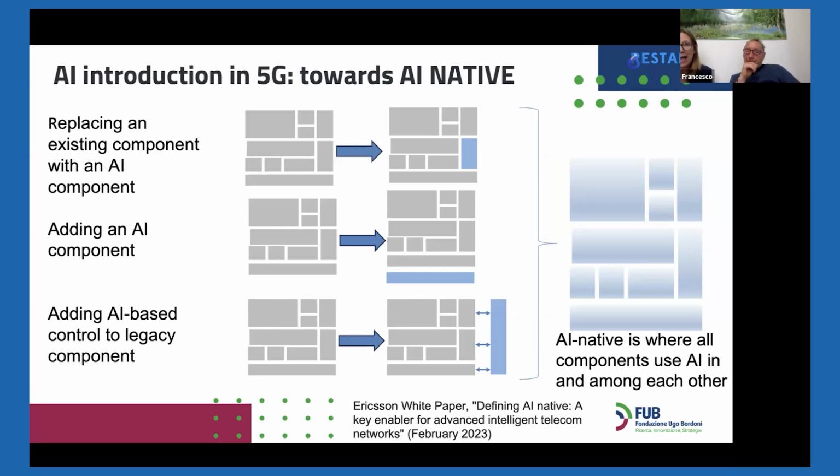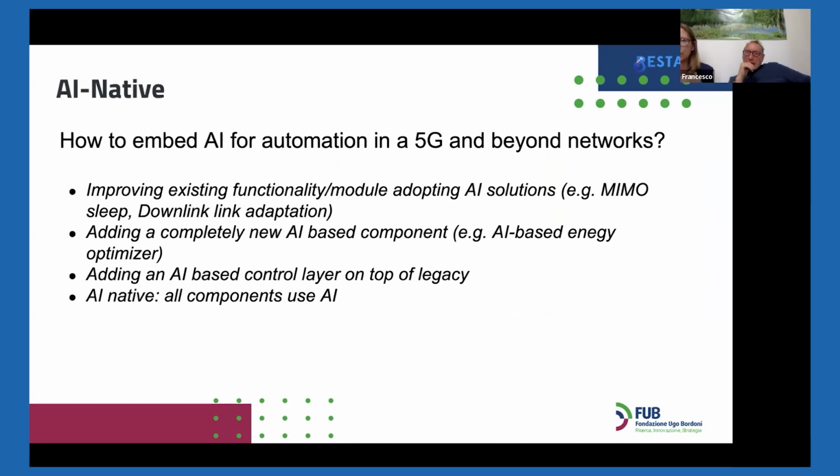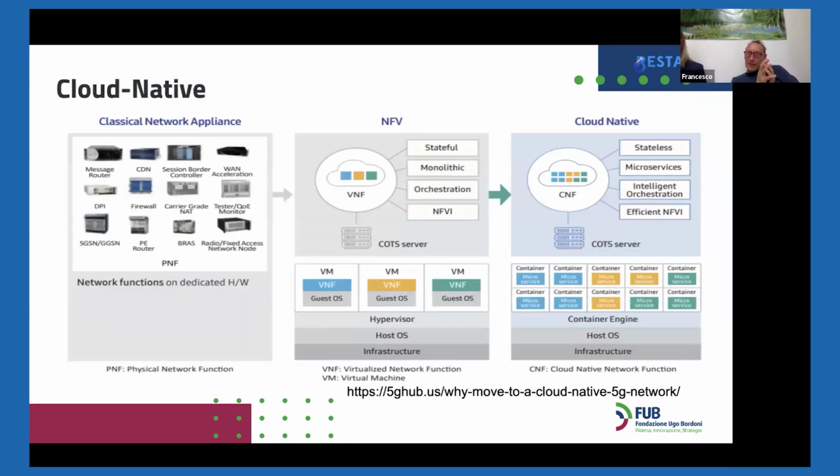The third is to add on top a sort of control legacy component that can handle in some way the AI in the network. Then we will see more detail about this in the last part of the tutorial. But AI native is where all components use AI in and among each other, like in the right part of this slide. The next slide is just an extract of the previous slide, just a comment on what we have already said. So we can move to the next slide, which will be about cloud native.